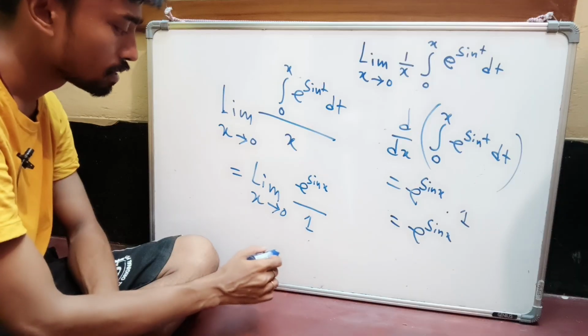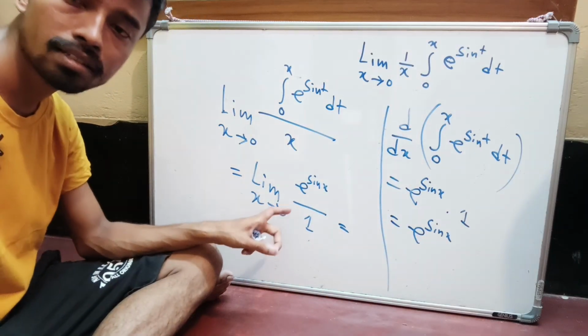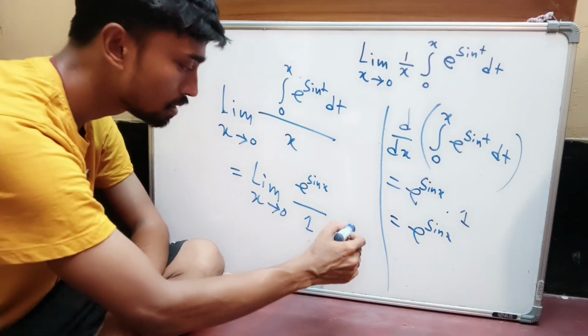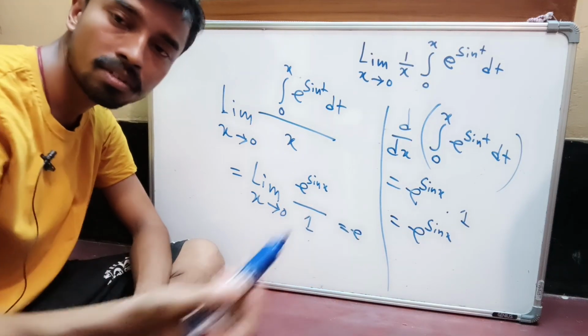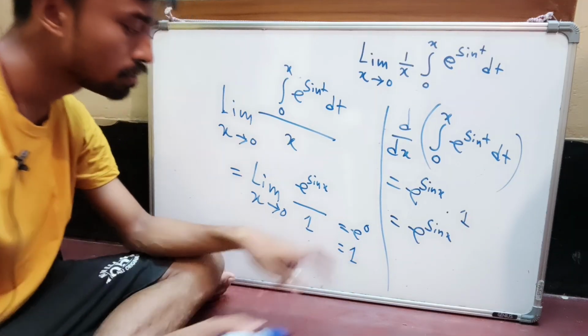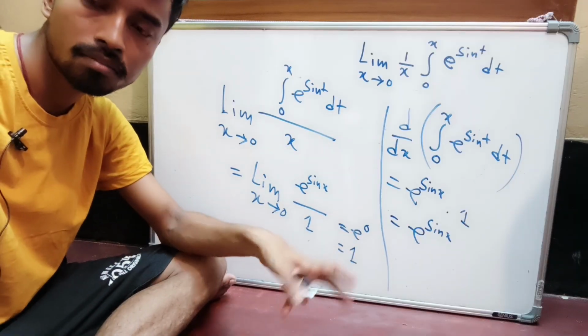Of course, this limit is found when we put x equals 0, because this is now a finite situation. So this becomes e to the power sine 0, which is e to the power 0, which is 1. So basically, in most cases, if the form is 0 by 0, the answer becomes 1 or something like that.